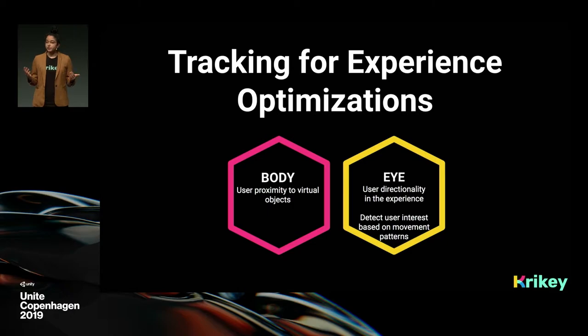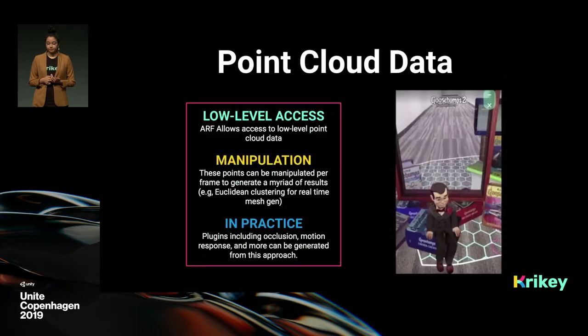For example, are users moving along the z-axis to get closer to objects? When do they choose to move in this direction, and how long do they stay close to those objects? Secondly, eye tracking. What objects are users actually looking at through the phone camera? And again, how long did they stay trained on those objects versus others? And finally, overall, what are the general movement patterns across large numbers of users? And how do they choose to interact with these AR experiences?